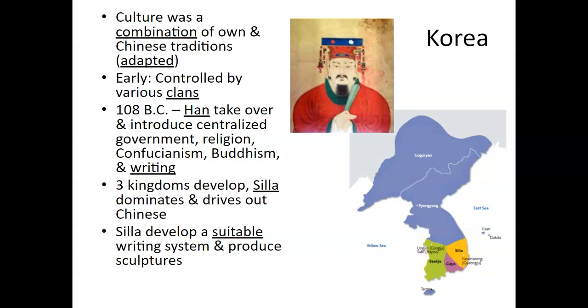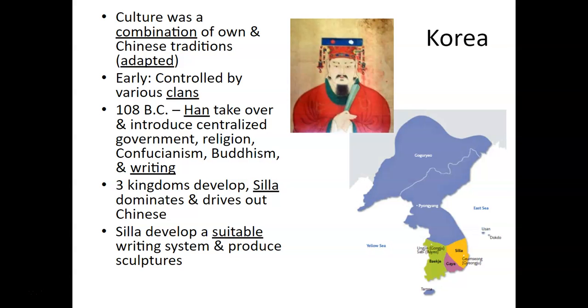However, in 108 BC, the Han are able to take control over the Korean Peninsula. They introduced their centralized form of government. They introduced Confucianism, Buddhism, and a system of writing. So when you look at Korean writing, why does it look similar to Chinese? It's because of this adoption of Chinese traditions through Han leadership or Han control.